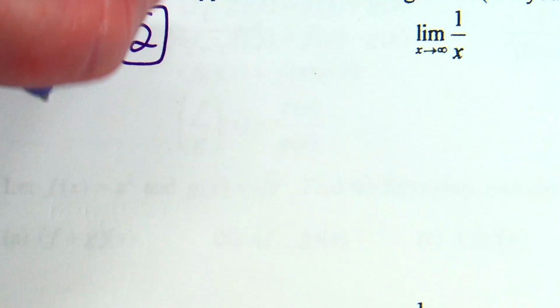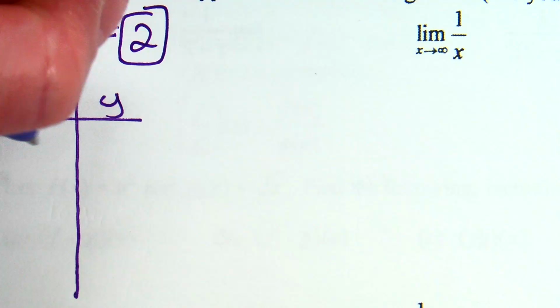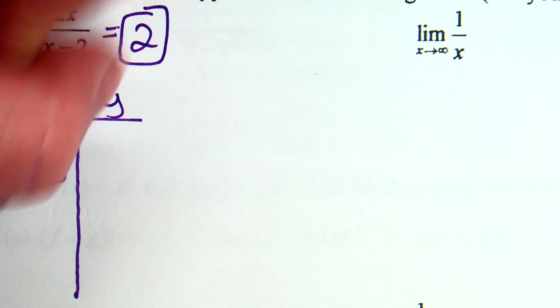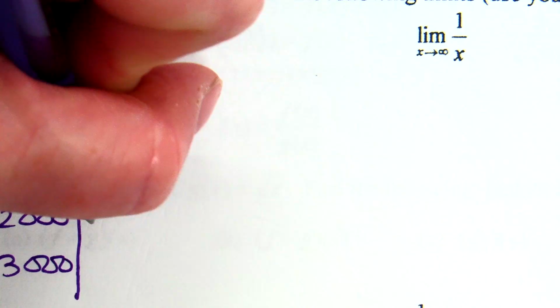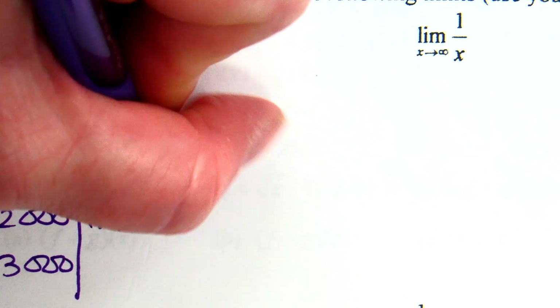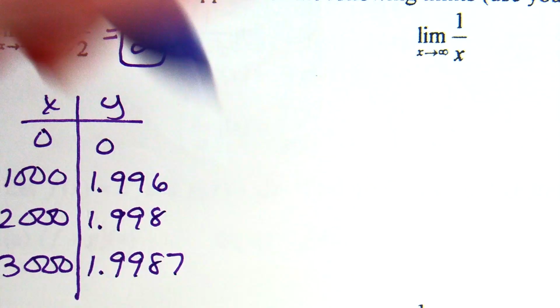So if I just put a few values on a table, x of 0, negative 1,000, negative 2,000, negative 3,000, I had 0, 1.996, 1.998, 1.9987. Okay? So thus the table supports that, right?